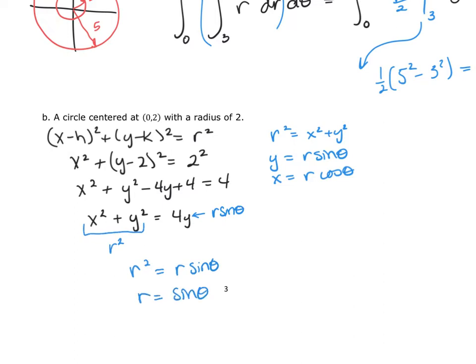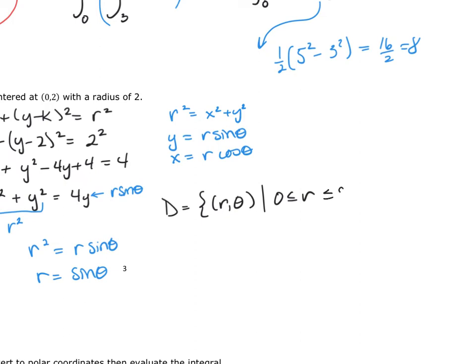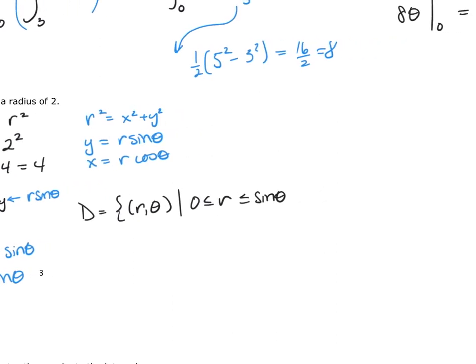Now when I build my region D, this is going to be (r, theta), and my r is going to go between 0 and sine theta. Then my theta, because we know that with these kinds of circles in polar form, goes from 0 to pi. So my theta is going to go from 0 to pi, not 2 pi, because of the equation in polar form.